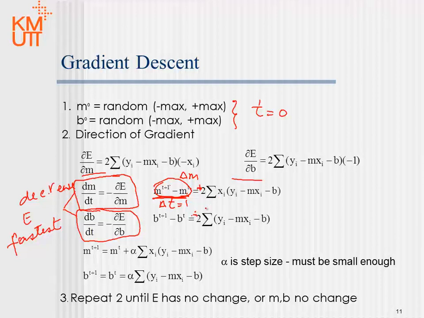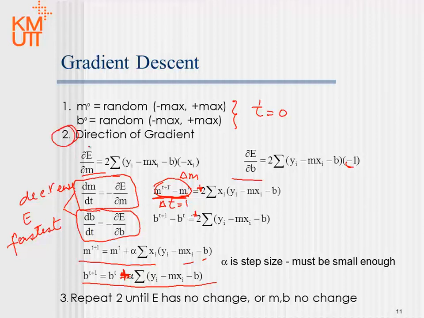Sorry. When you take the derivative, this becomes a plus, right? There's a negative 1 here, so this becomes a plus. This is correct. And so this is the update rule for m, and this is the update rule for b, okay? This should be a plus, okay? So we got this update rule. We already covered this last week.